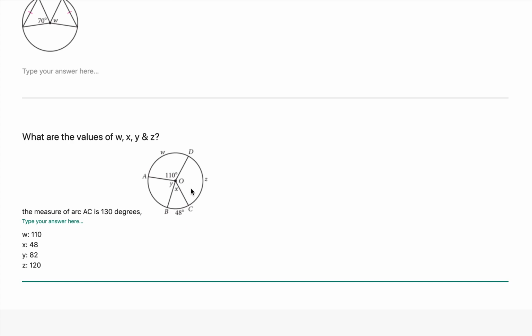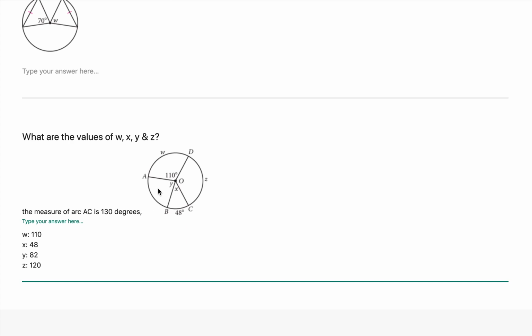So W, which we see right here, is the arc, which is going to be congruent to its central angle. So W is also going to be 110 degrees. X is going to be the opposite, where the central angle is 48 degrees, so the arc will also be 48 degrees. Since we knew that arc AC was 130 degrees, to find Y, since A to C is going to be 130, and this portion BC is already 48, we can find that the arc AB is going to be 130 minus 48, giving us 82 degrees.